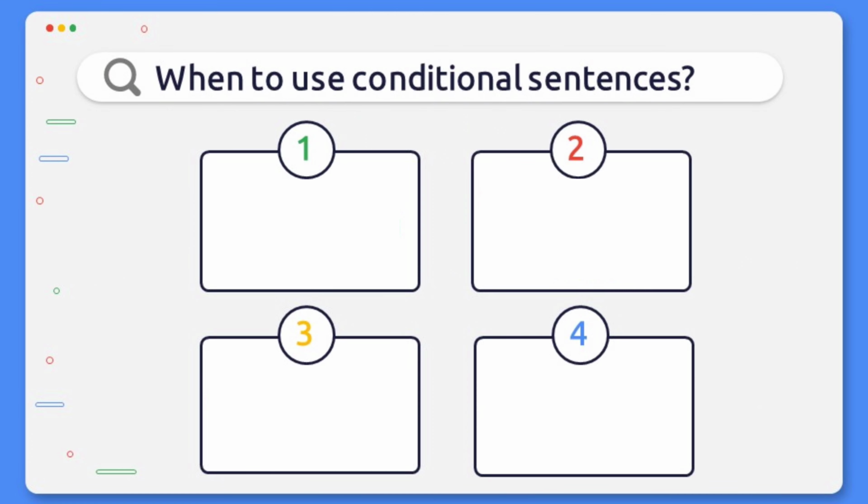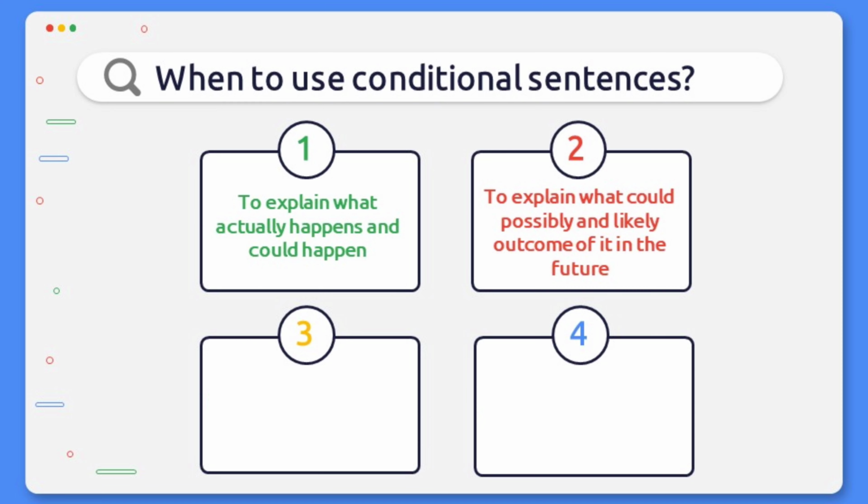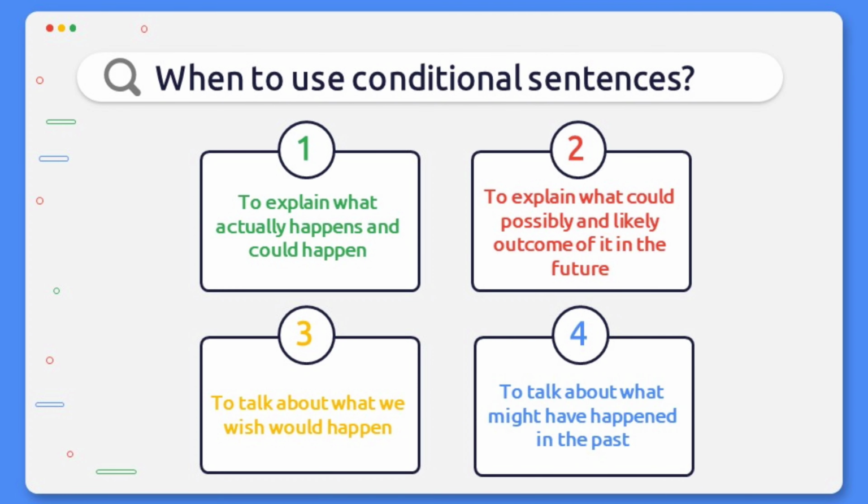When to use conditional sentences. We use conditional sentences when we want to explain what actually happens and what could happen. Second, to explain the possible and likely outcome of it in the future. Third, to talk about what we wish would happen. And lastly, to talk about what might have happened in the past.